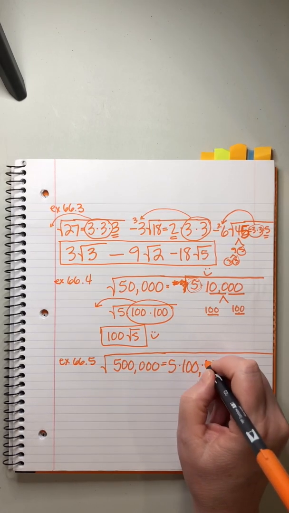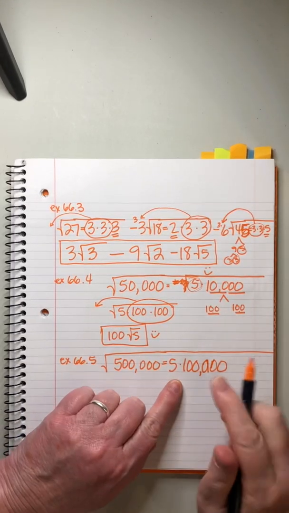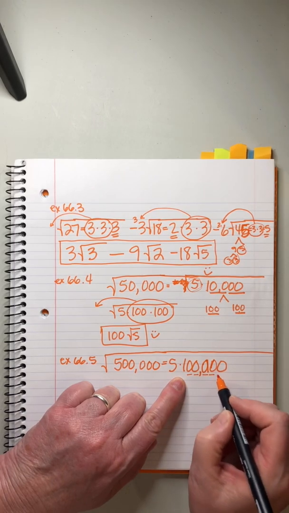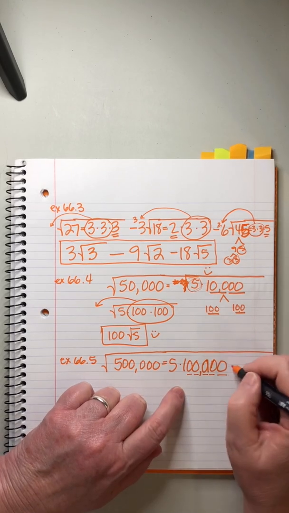Oh, wait. And so we'll do the same thing here. We'll count the zeros, but wait a minute. 1, 2, 3, 4, 5. That's an odd number. Okay, so we're going to regroup this one more time.